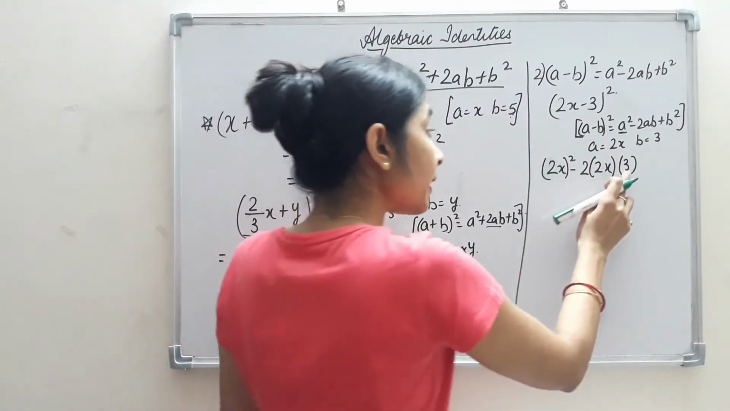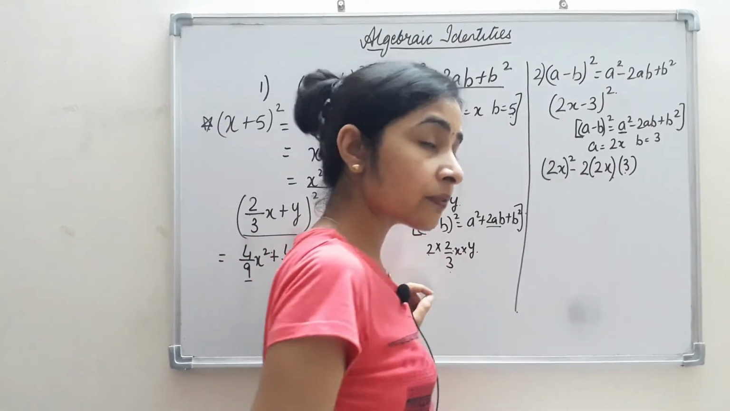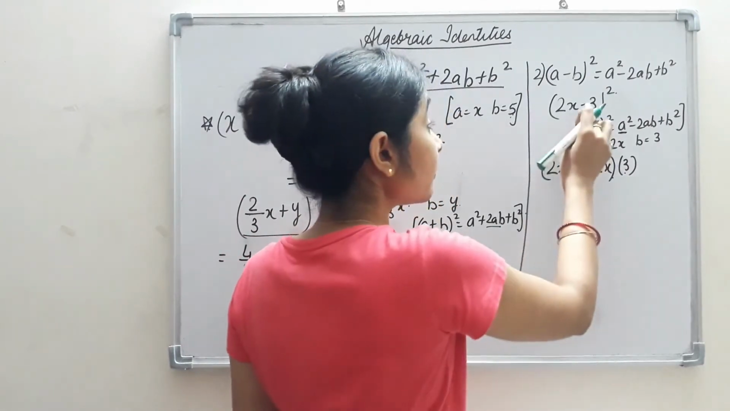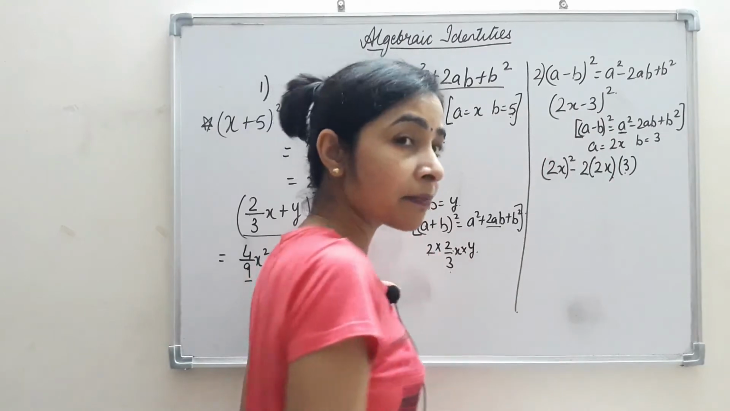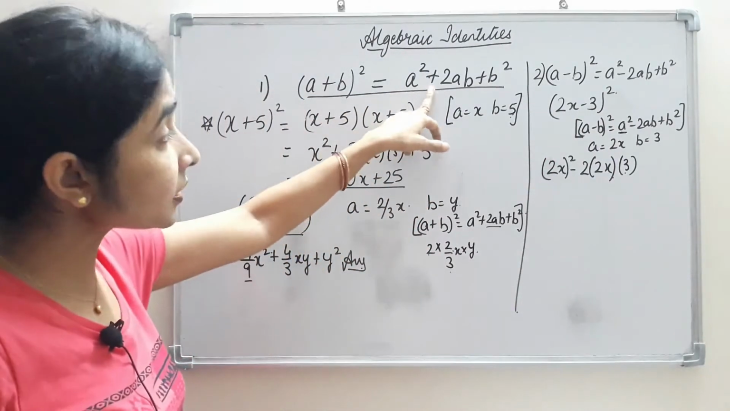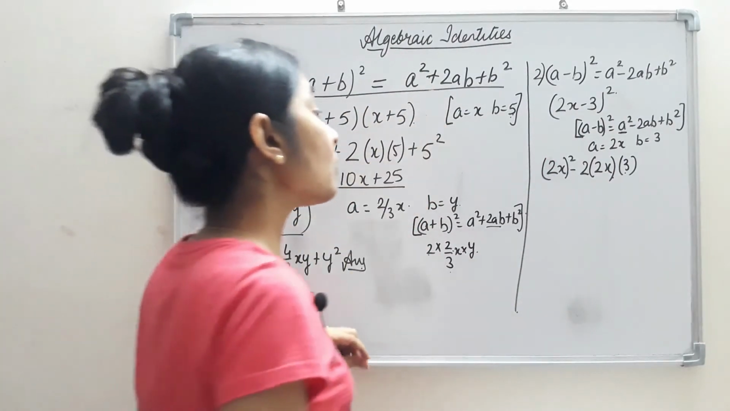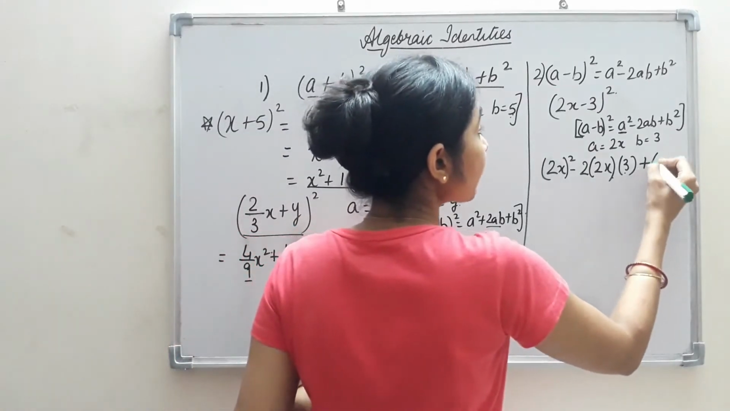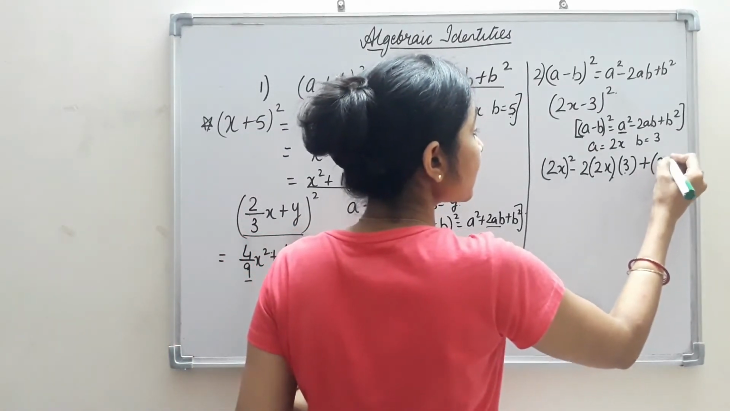Now we will not write here minus 3 because we have already taken the negative sign here. Why? Because here we have negative, that is why we are taking minus 2ab. Where we had positive, we took positive ab. Okay, now the third term will be the square of b, that means plus 3 square.